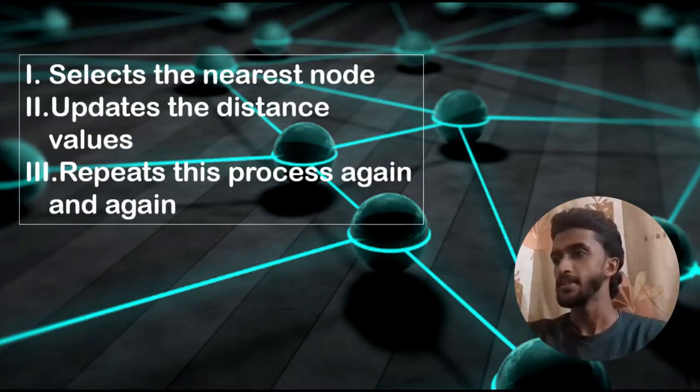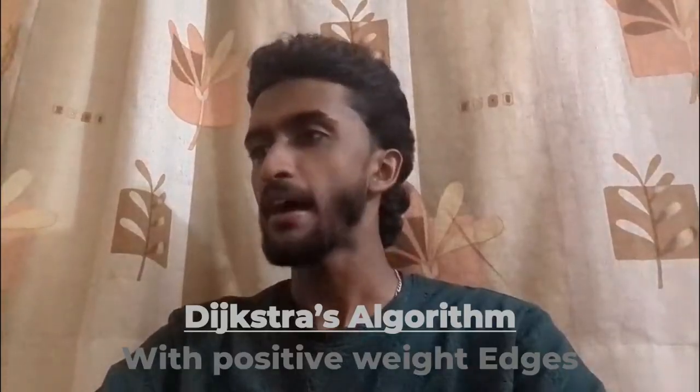Dijkstra's algorithm works like this. It selects the nearest node, updates the distance values and repeats the process again and again. Dijkstra's algorithm is very fast and easy to use, but it cannot work if there are any negative edge weights.